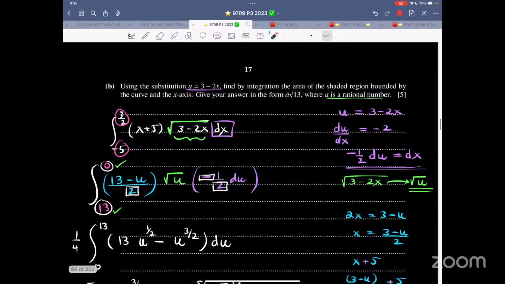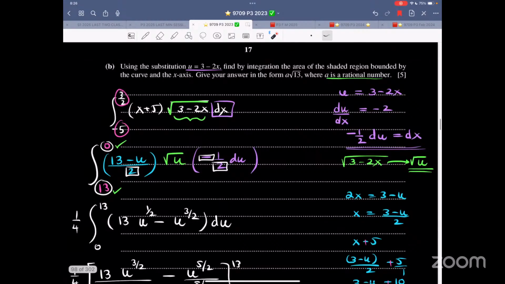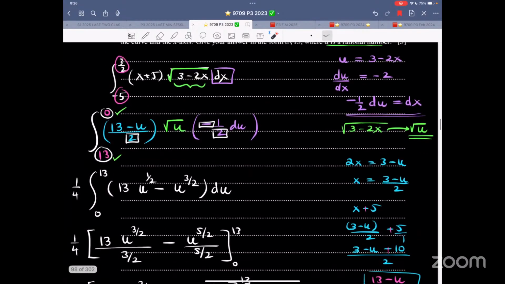That is 13 minus u over 2. Take this 2 on the outside, take this minus and change the position of these two. So this 2 and this 2 is 1/4. 13 goes up, 0 comes down. Root u into 13, that is 13 u power half, and root u into u gives u raised to the power of 3 over 2. So far, so good. Now, the limits.